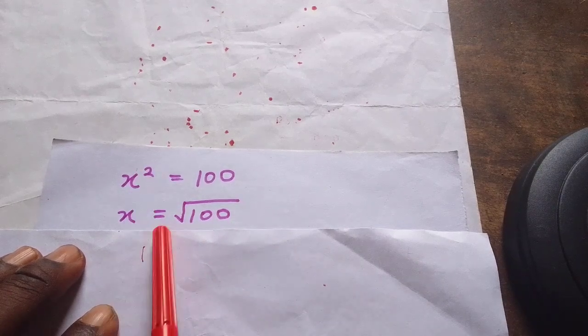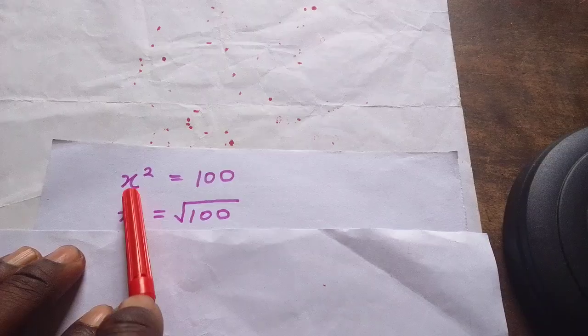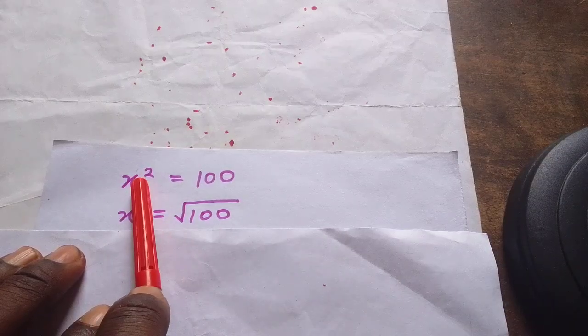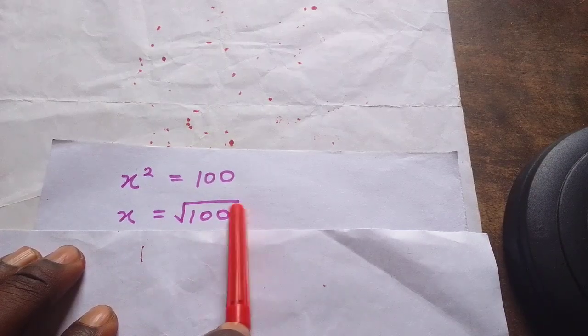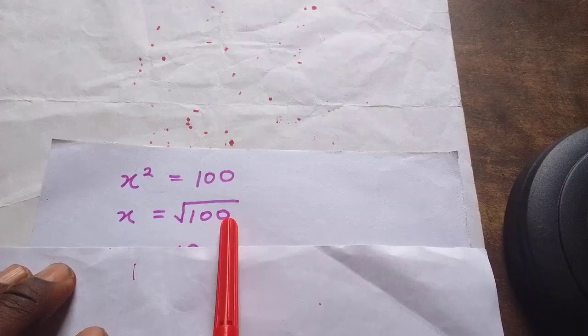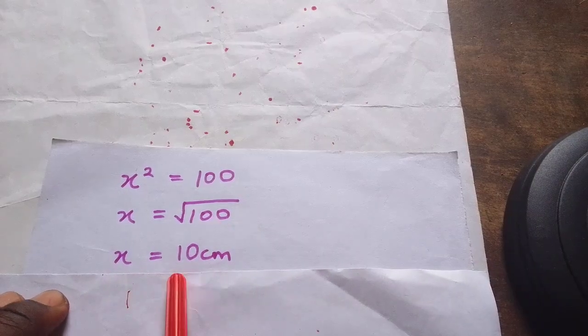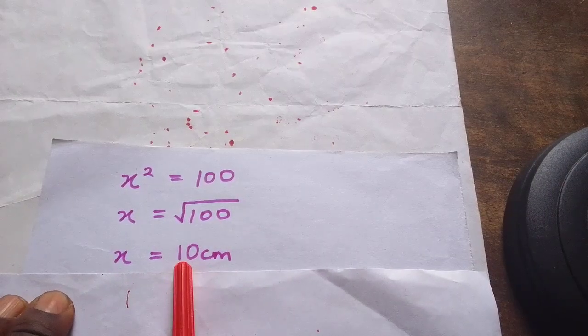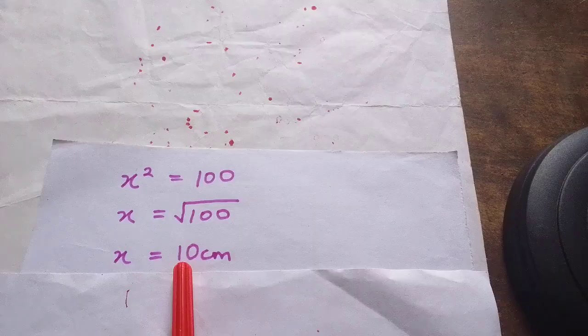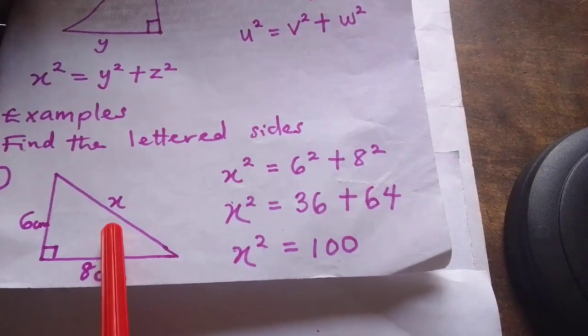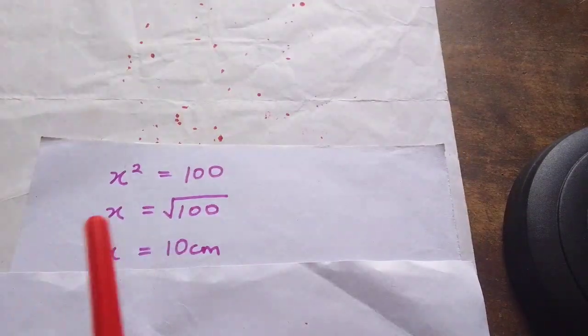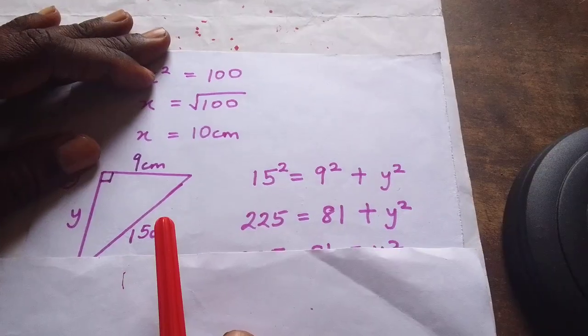You now use this square to find the square root of this other side. You are bringing it, so this square will now cross the equality sign to become square root. So now find the square root of 100. The square root of 100 is what? 10. So that means the hypotenuse in this triangle is now 10 centimeter. Now let's do another example.